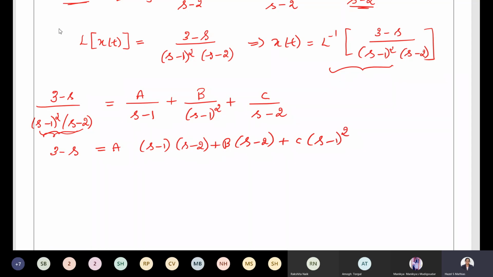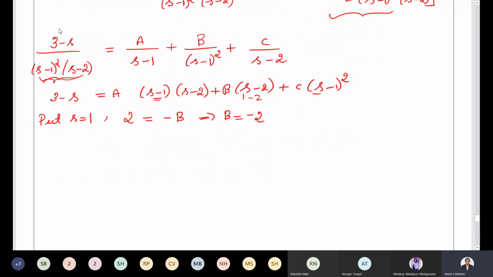Now what shall we put the value of s as? If I put s is equal to 1, this term will be 0. So put s is equal to 1. If you put s is equal to 1, 3 minus 1 will be 2. That is equal to, this term will be 0, and here 1 minus 2 will be minus 1, so you will get minus b. So the value of b is minus 2.